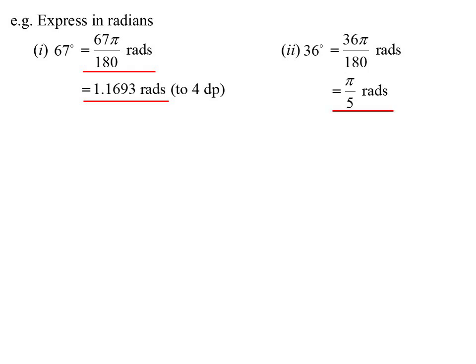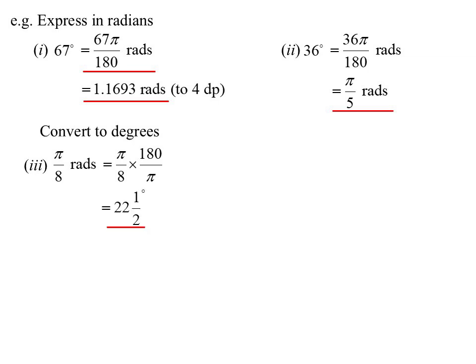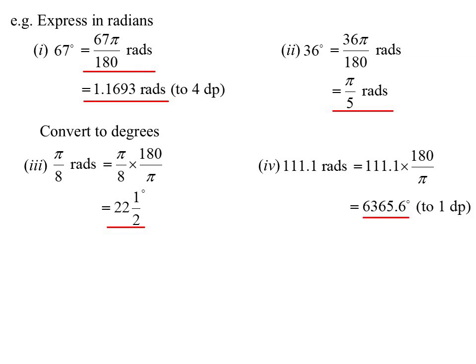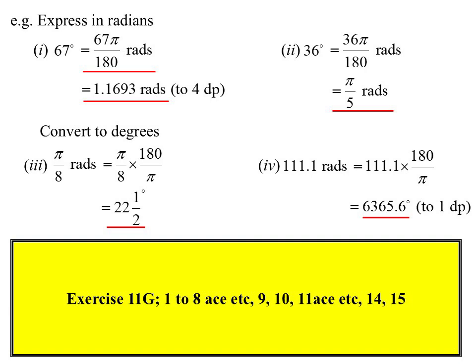Going back the other way, of course, so pi on 8 radians. Multiply it now by 180 over pi. The pi's cancel. 22.5 degrees. Not everything's going to have a nice pi to cancel, so 111.1, well, I just go to a decimal approximation for that one. Woo, look at that, 6365.6 degrees. This is just basically working with the conversion.